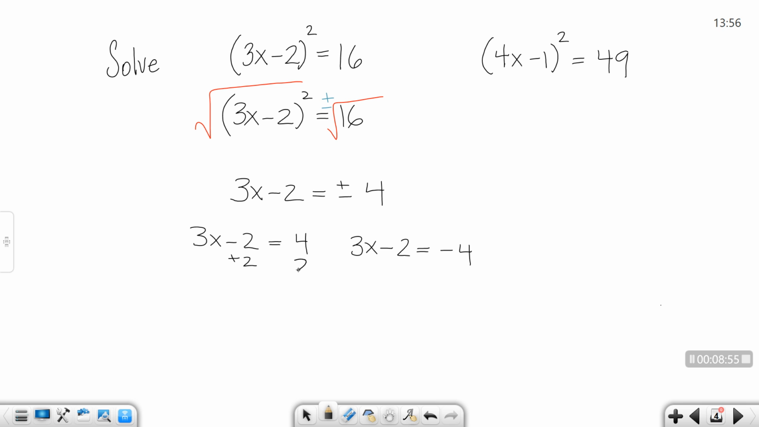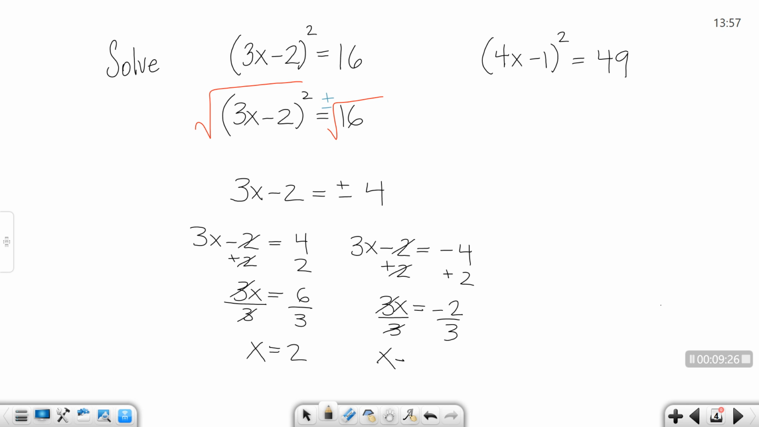Solving this one out, 3x would equal 6. I'll divide both sides by 3, and x would equal 2. There's one answer. On this other side, I'll add 2 to both sides. So 3x would equal a negative 2. I'll divide both sides by 3, and x equals a negative 2/3. So in set notation, you'd have a negative 2/3 and 2.